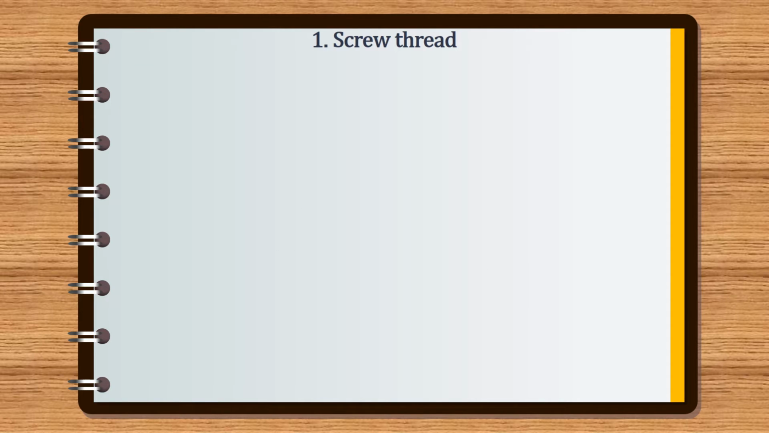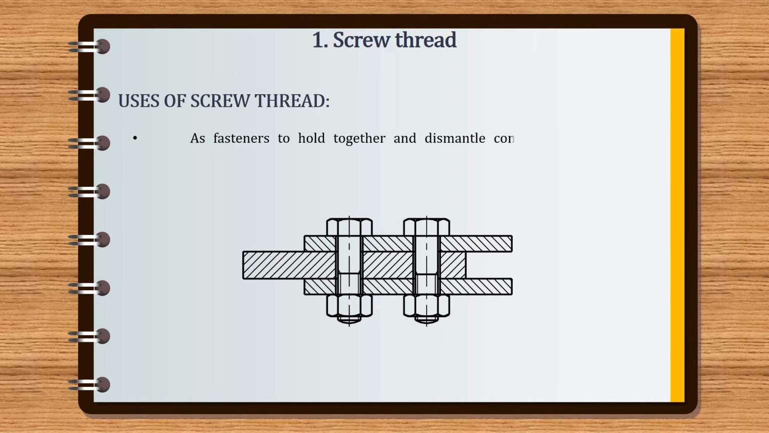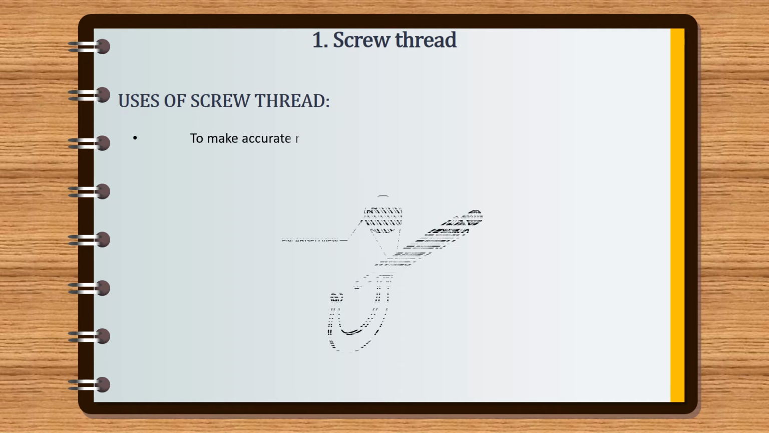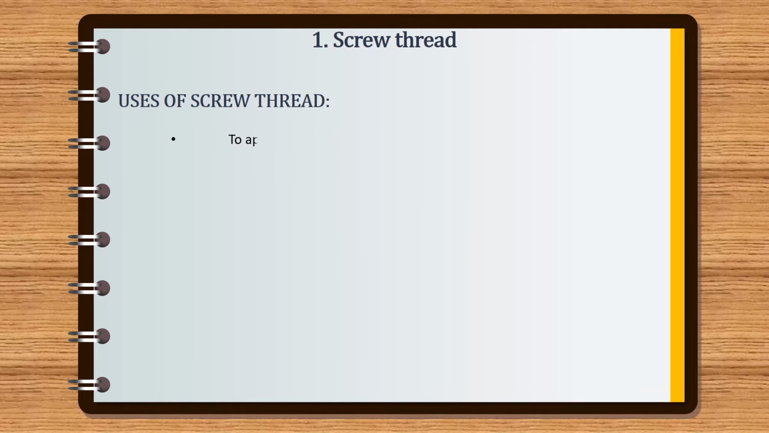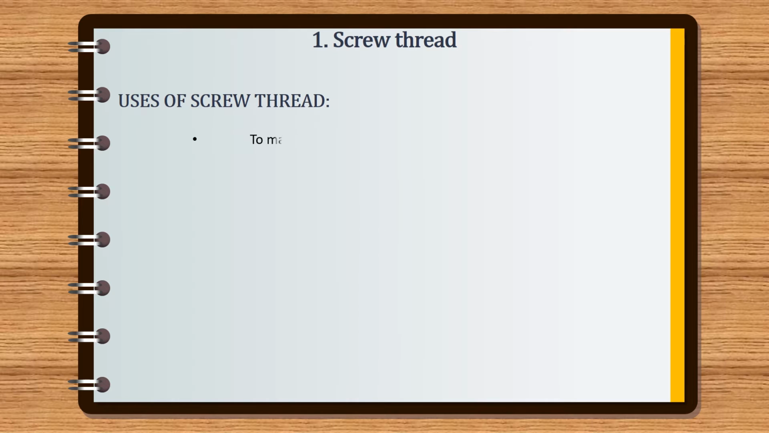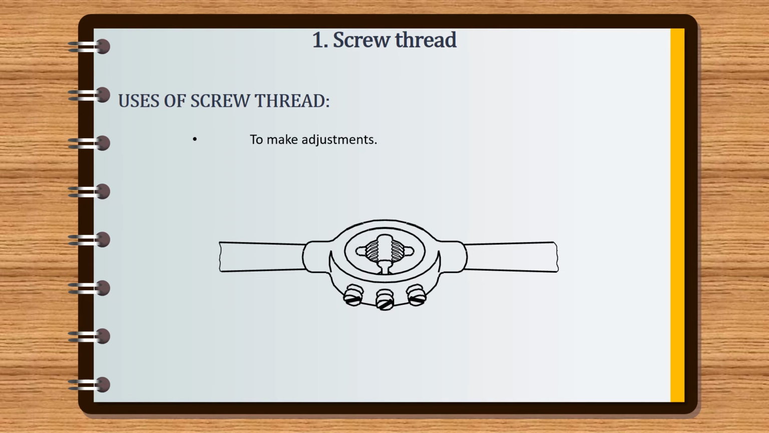Next, we are going to see the uses of screw thread. First one is as fasteners to hold together and dismantle components when needed. Second one is to transmit motion on machines from one unit to another. Third one is to make accurate measurements. Fourth one is to apply pressure. And the fifth one is to make adjustments.